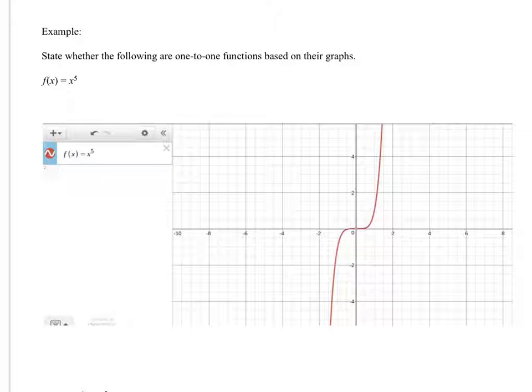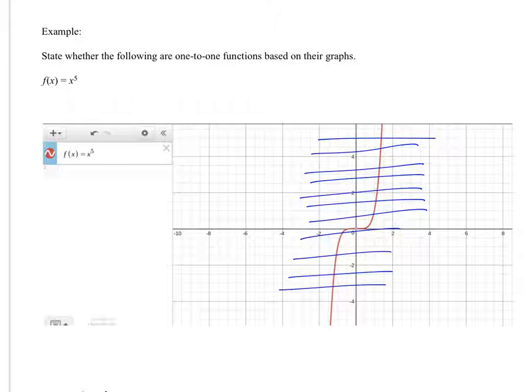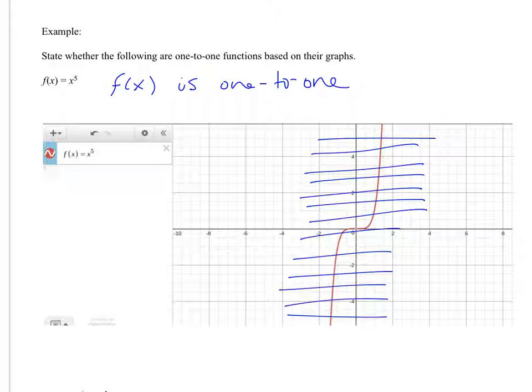Okay, so let's look if this function is one-to-one. We said a function is one-to-one if it passes the horizontal line test. So if I take a series of horizontal lines and it only hits once, which these do, then the function is one-to-one. So we can simply say f of x is one-to-one. And that will mean something very important to us here soon.